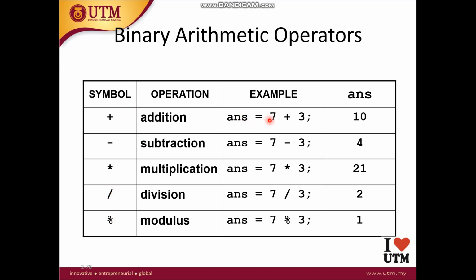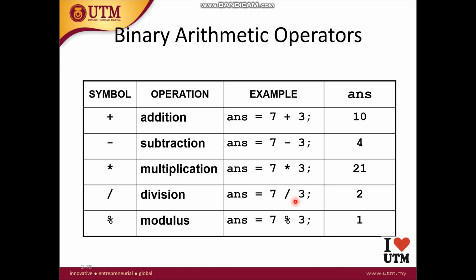So this is an example. 7 plus 3, answer equals 7 plus 3. That means the answer variable is going to be 10. Subtraction, 7 minus 3 is going to be 4. 7 multiplied by 3 is going to be 21.